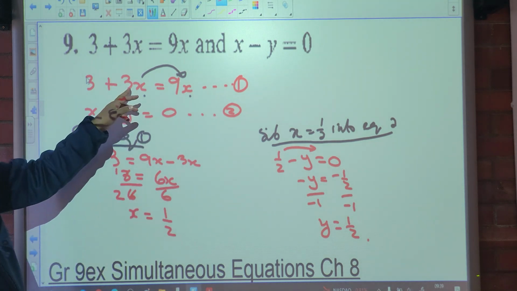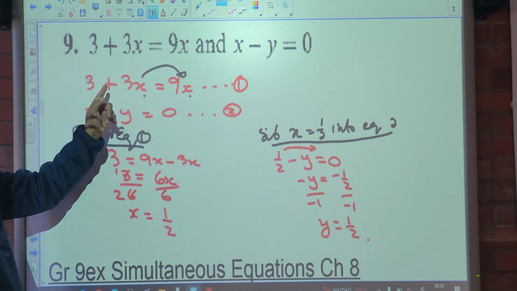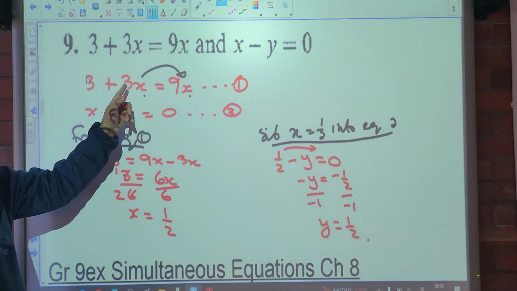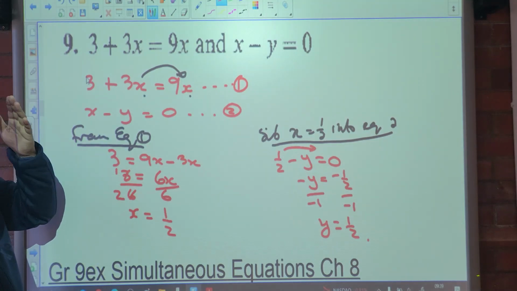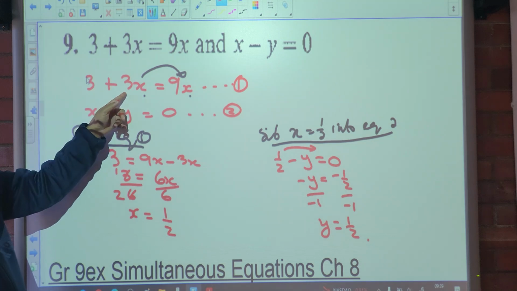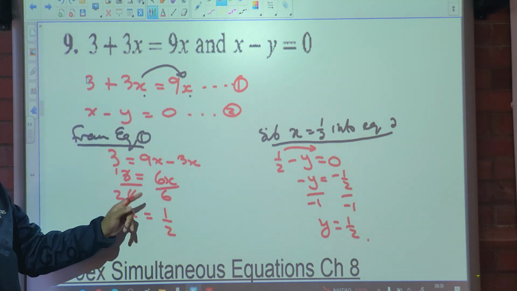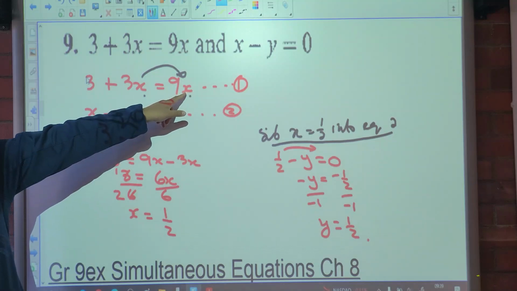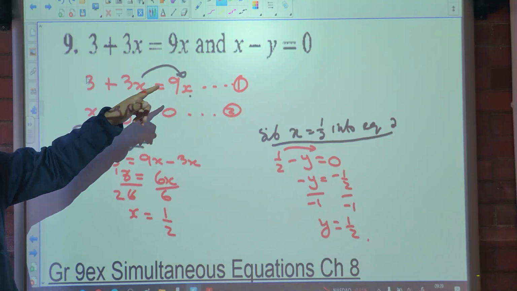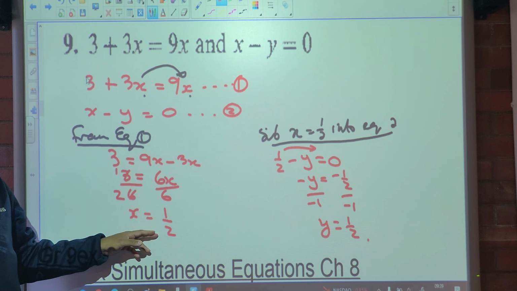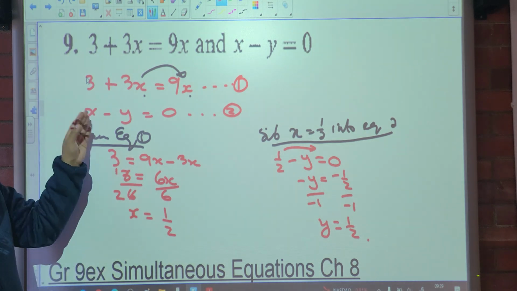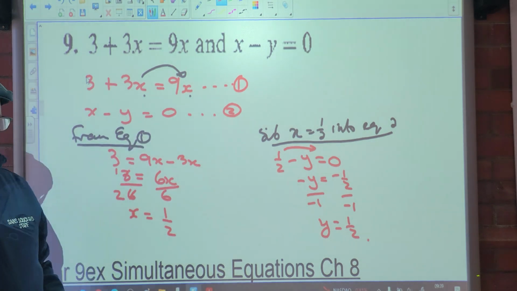Sub x in here on the left hand side. So it's 3 plus 3 times half. 3 times half is 3 over 2, which makes 9 over 2 for the left hand side. Look at the right hand side. We'll put a half in here. 9 times half is 9 over 2. Which makes the equation balanced.